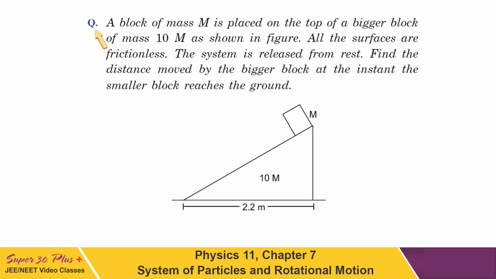The next question is, a block of mass m is placed on top of a bigger block of mass 10m, as shown here. All the surfaces are frictionless and the system is released from rest. Find the distance moved by the bigger block at the instant the smaller block reaches the ground.